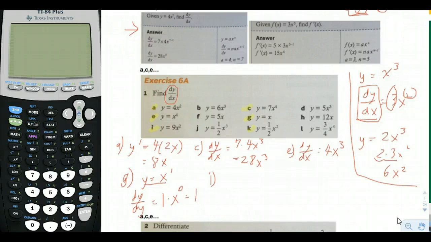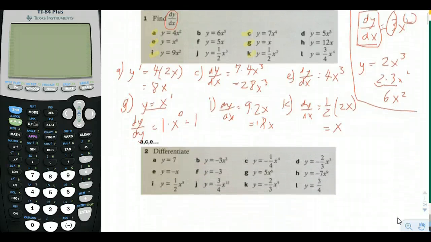I. So y equals 9x squared, dy dx would be 9 times 2x, which is 18x. And then K, last one, y equals 1/2 x squared, dy dx is equal to 1/2 times 2x. If we multiply this out, the 1/2 and the 2 cancel, you just end up with x here. Okay? Moving on.